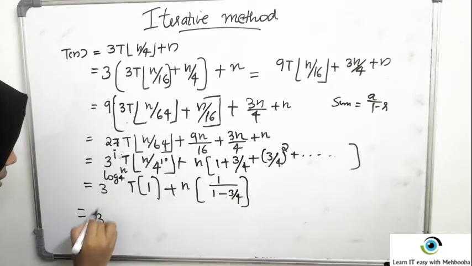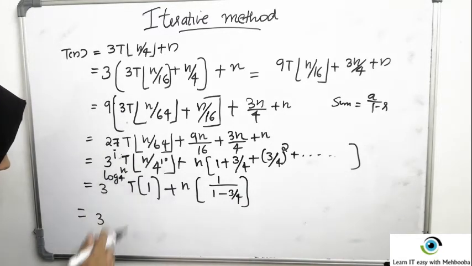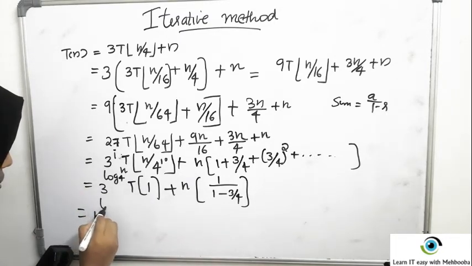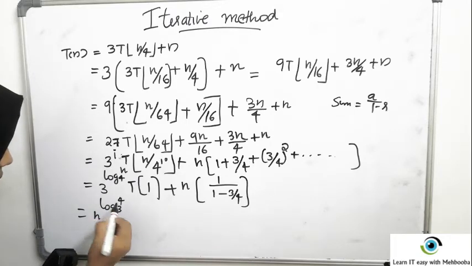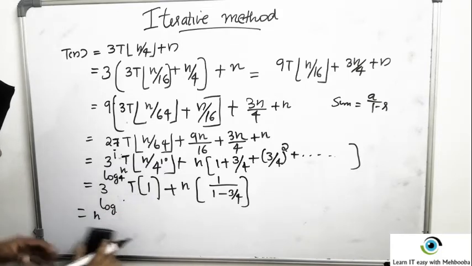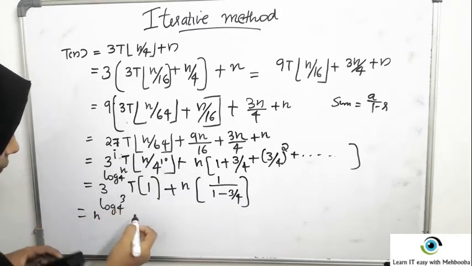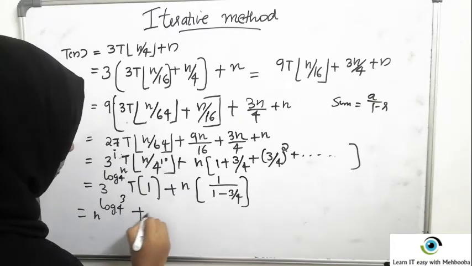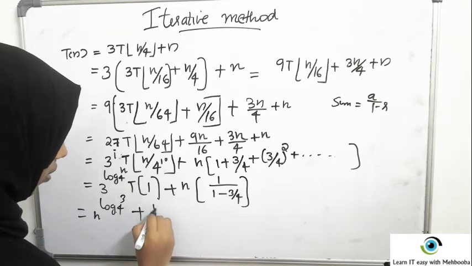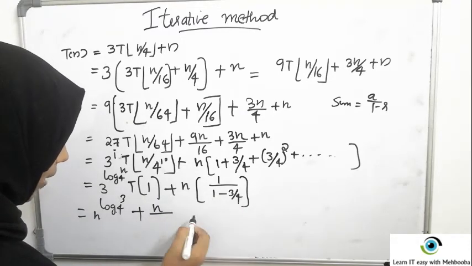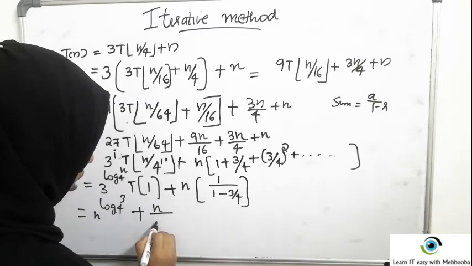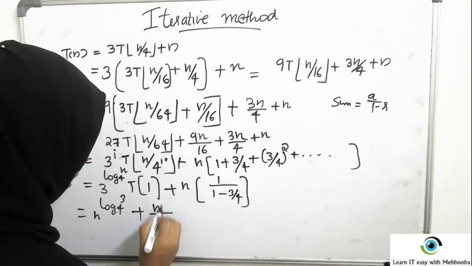So 3 raised to log n to the base 4 can be rearranged as n raised to log 3 to the base 4. Then T of 1 is 1 plus n into 1 by 1 minus 3 by 4. So that will be n divided by 4 minus 3, 1 by 4. So that is actually 4n.